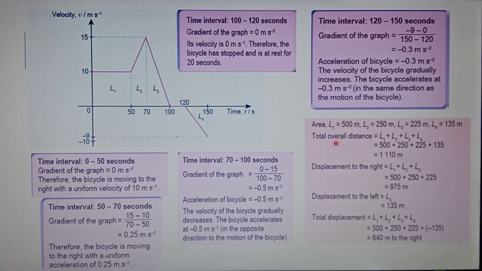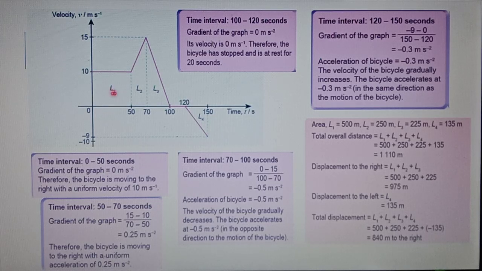So the total distance, you just total up all, meaning L1 plus L2 plus L3 plus L4. So we get 1,110 meter. Now you want to calculate displacement. So you need to identify displacement to the right and displacement to the left. For a VT graph, the part in the positive part of the axis is in the same direction. The part below, which is the negative part of the v-axis, is in the opposite direction.